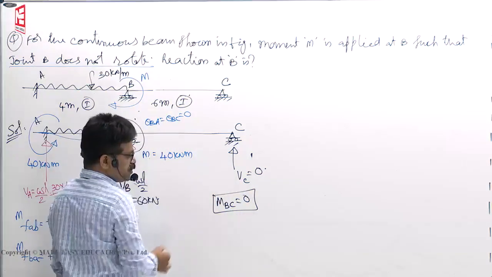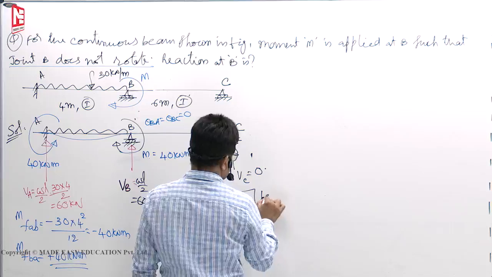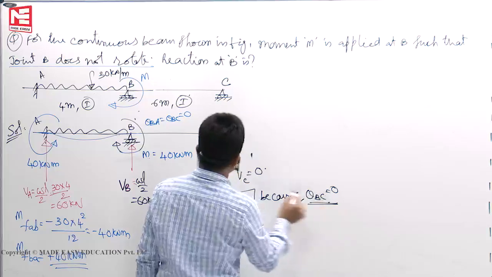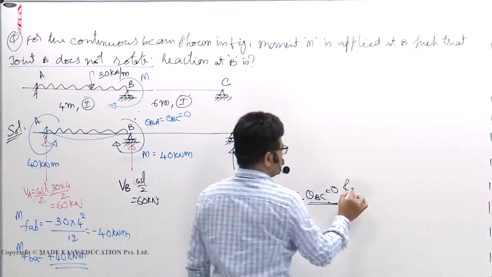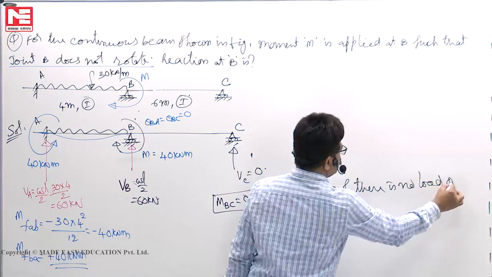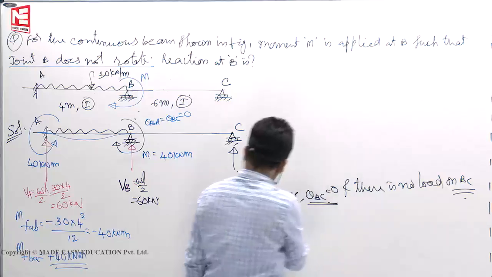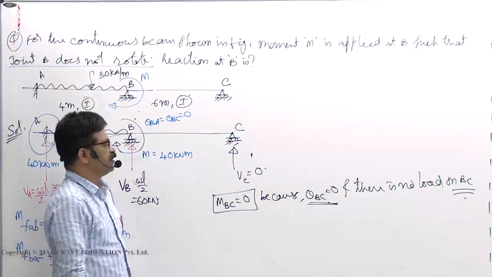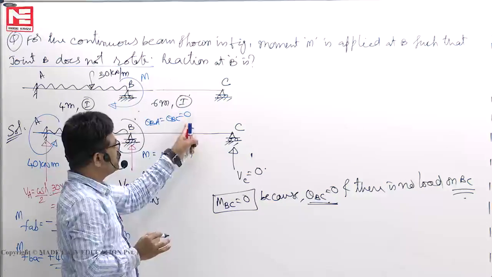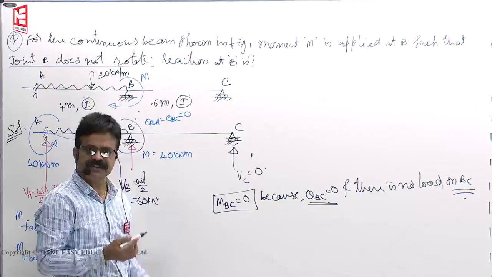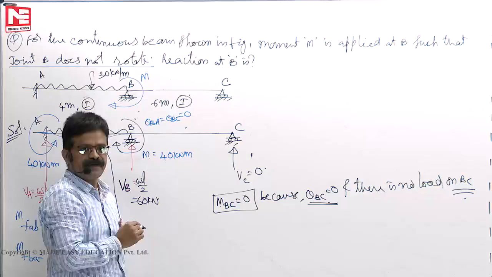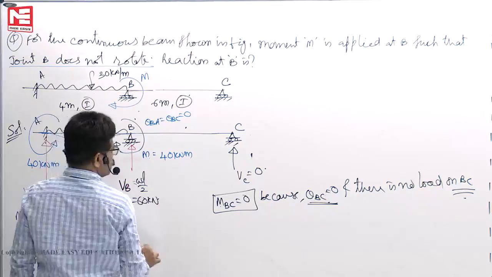Moment at B for the span BC must be 0, because theta BC is 0 and because no load is there on BC. That's the reason why MBC has to be 0. If at all load is there, and theta is 0, then MBC will exist. Load is not there, theta is 0, that means moment has to be 0. Two reasons why MBC is 0. There is no load on this one. Okay, so your conclusion.